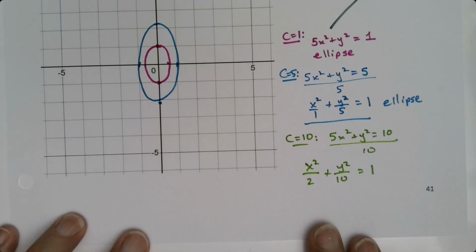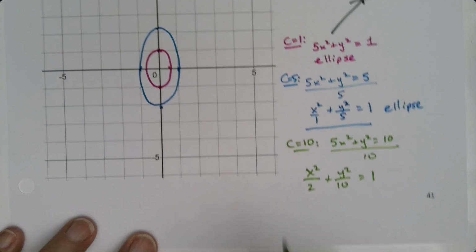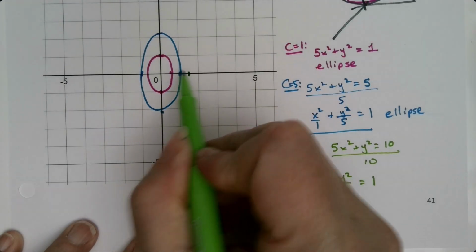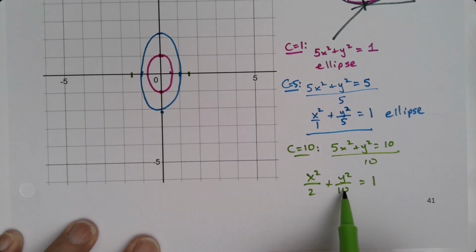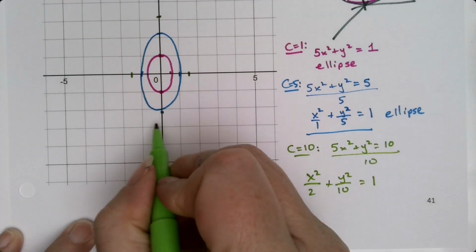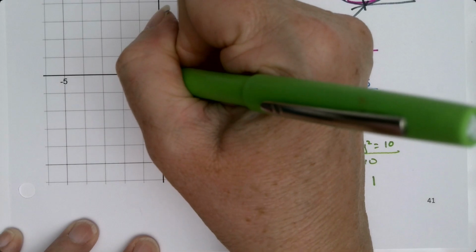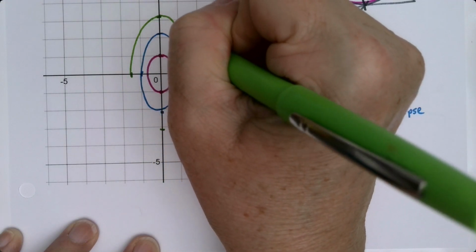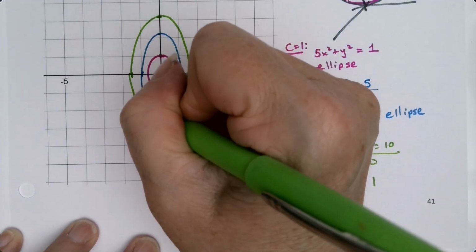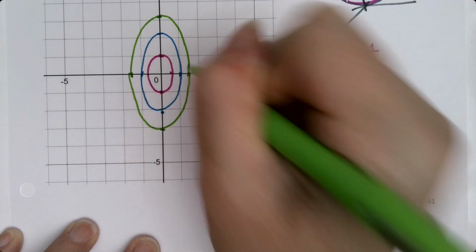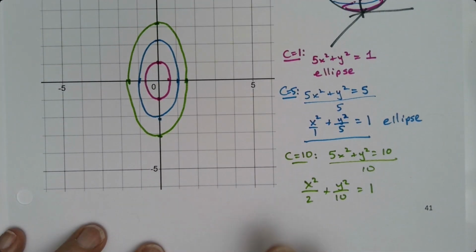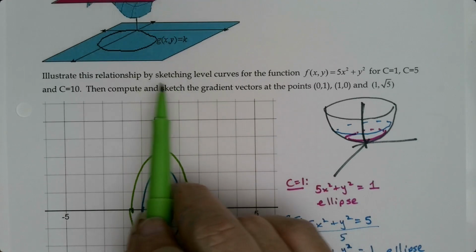So that's going to put us through plus or minus the square root of 2, which is about 1.4, on the x-axis, and the square root of 10, which is a little bit over 3. So 3 and negative 3. So it's going to be an ellipse like this. So these are the level curves, like that. Okay, so we have our level curves. We sketched the level curves.